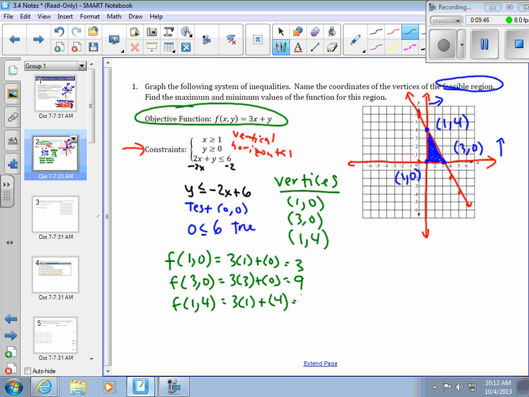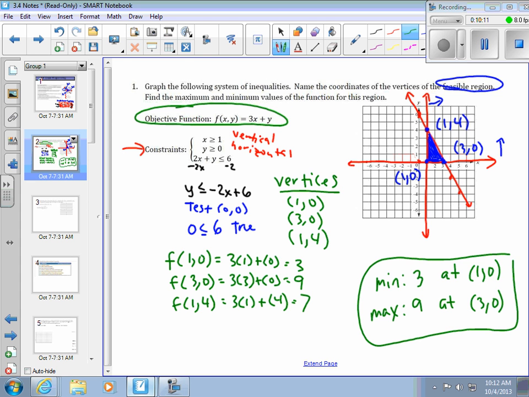And that would equal 7. So what's our minimum and maximum? Our minimum for this problem would be a minimum of 3, and it occurs at the point (1, 0). And our maximum looks like the biggest number is 9, and that occurs at the point (3, 0). So that would be the answer to this one.